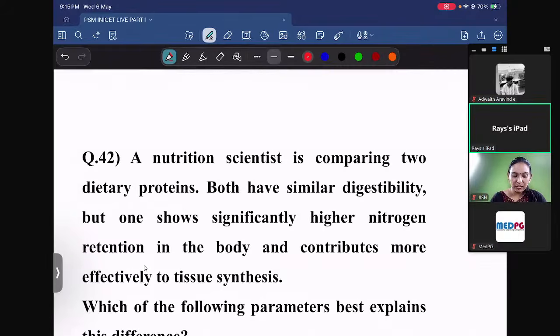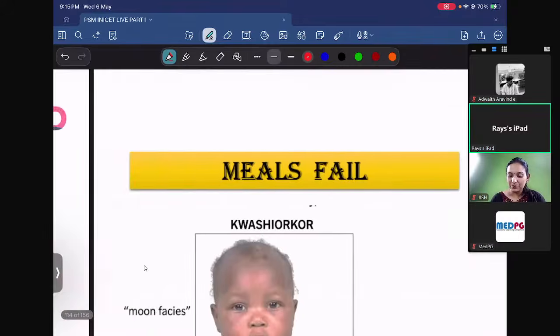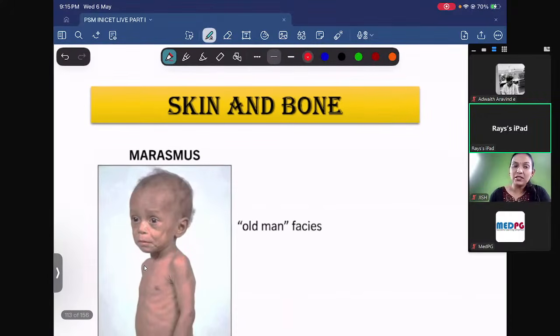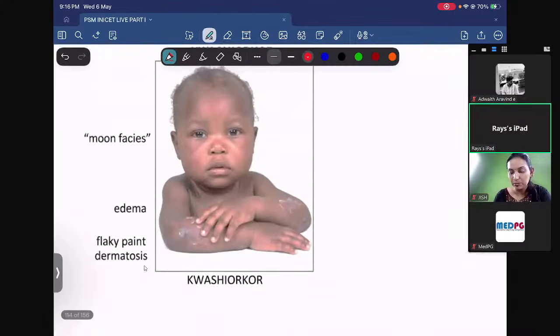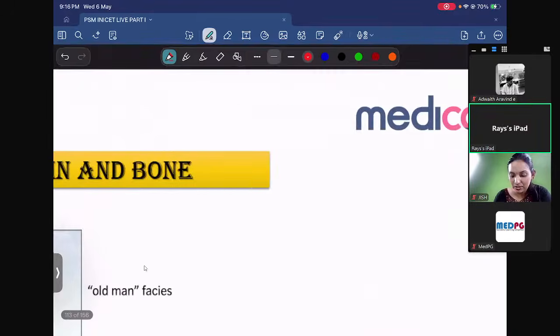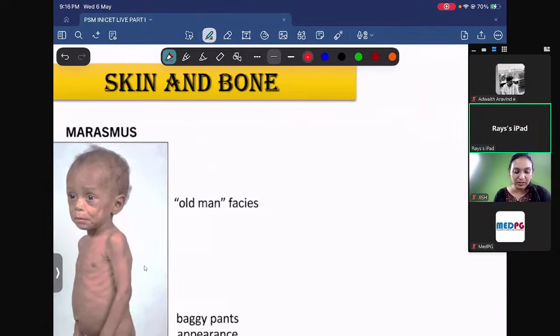Now, we talked about SAM. Just like SAM, we have protein energy malnutrition. We have marasmus as well as kwashiorkor, right? You have a marasmus baby here. You have a kwashiorkor baby here. Both are protein energy malnutrition conditions. So some of the important features of marasmus and kwashiorkor we'll remember with mnemonics.